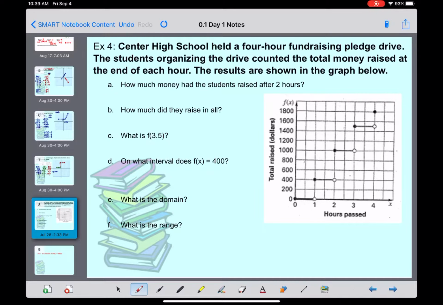So how much money had the students raised after 2 hours? So after 2 hours had passed, I'm gonna go up here and my closed circle is up there. So that means I've raised $1,000 after 2 hours. And this is cumulative, okay? How much did they raise in all? So the furthest to the right is at 4 hours, and my highest point on the graph is at 1,800. So they raised $1,800 in total.